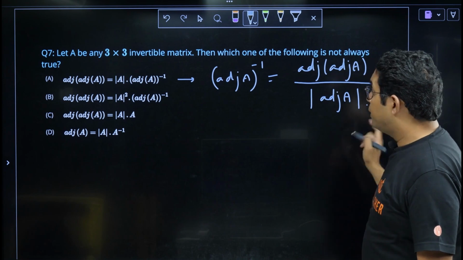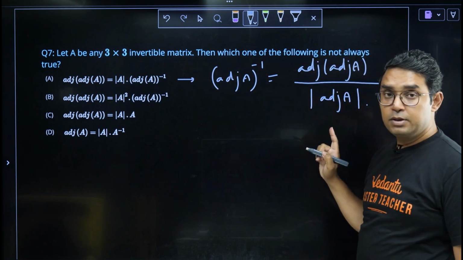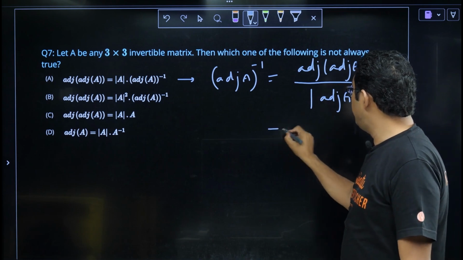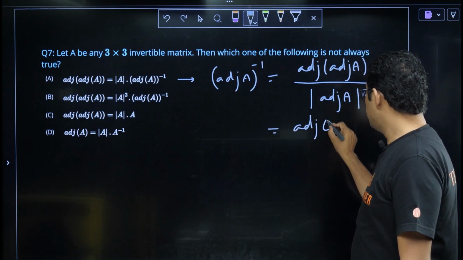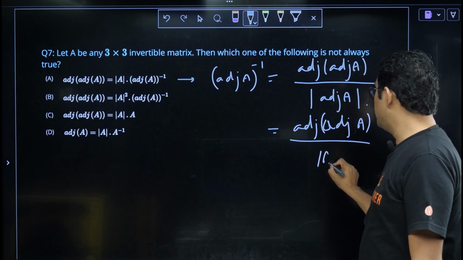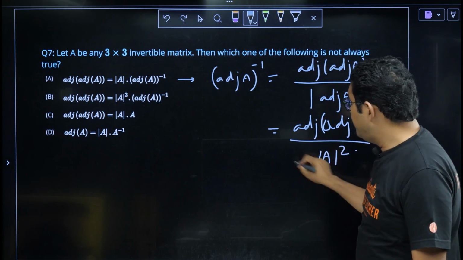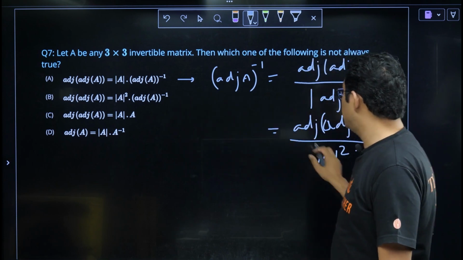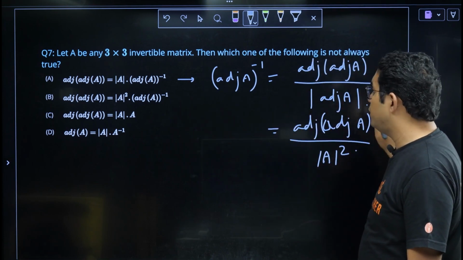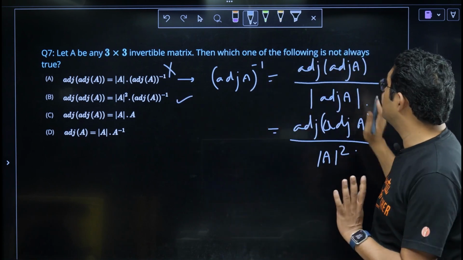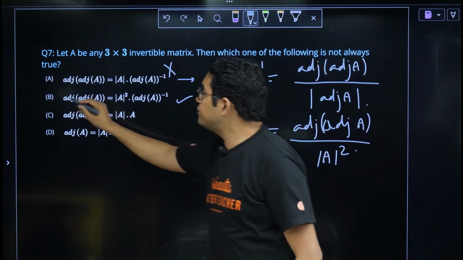Because adjoint of A is a 3 into 3 matrix, and A is also a 3 into 3 matrix, this thing will be equal to, in the denominator, let me write first the numerator, adjoint of adjoint A, and here it will be determinant of A square. So if we multiply it here, this will be adjoint of A inverse into determinant of A square is equal to adjoint of adjoint A. So this seems correct and this doesn't seem correct. So I think we have found the wrong statement already. So the answer for this question will be A.